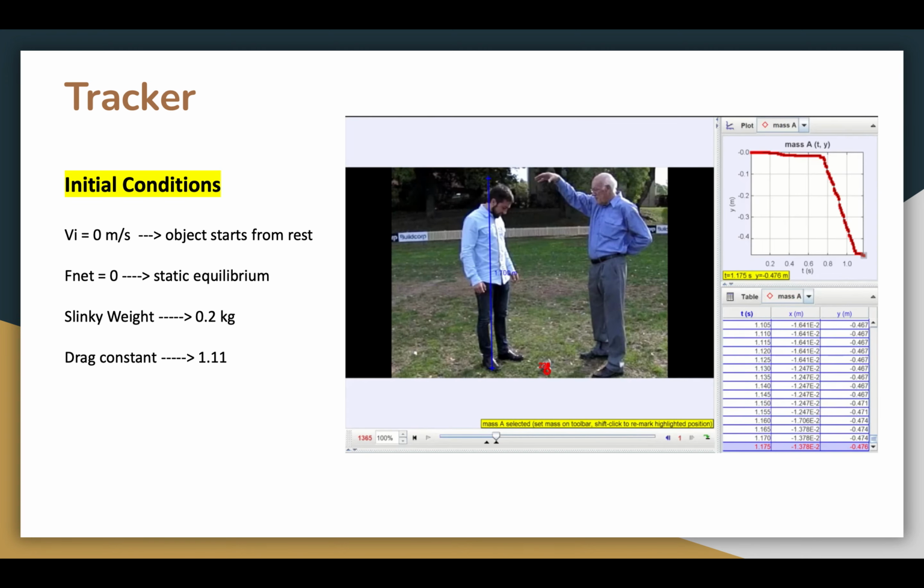I use Tracker to find initial conditions for my computational model. I set the coordinate axis as the bottom of the Slinky, and then I base the model off the 1.7 meter tall man, the blue shirt guy in the picture, the dark blue shirt. For my initial conditions, I found the object weighs about 0.2 kilograms, and the drag constant is about 1.11 based on trial and error. I know the velocity is initially 0 because it starts at rest, and I've been told that the Slinky starts at static equilibrium, and so the net force is also 0.